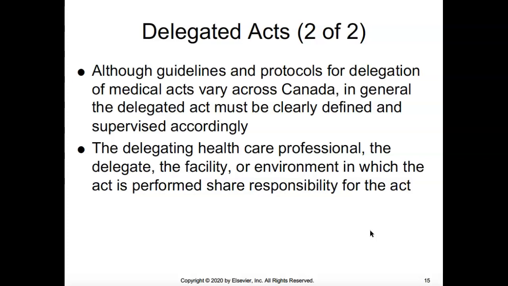The delegating healthcare professional, the delegate, and the facility or the environment in which the act is performed share responsibility for the act, right? So the person watching the person doing it also shares responsibility that they're not screwing things up.